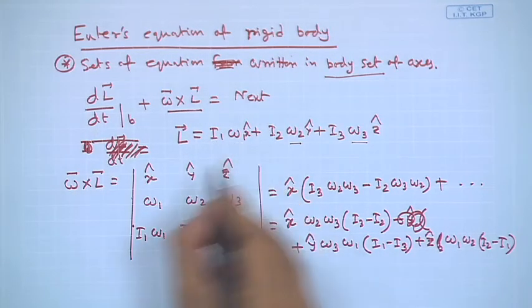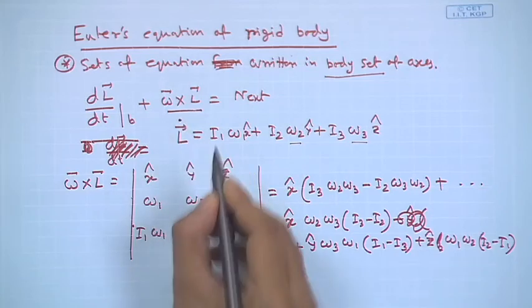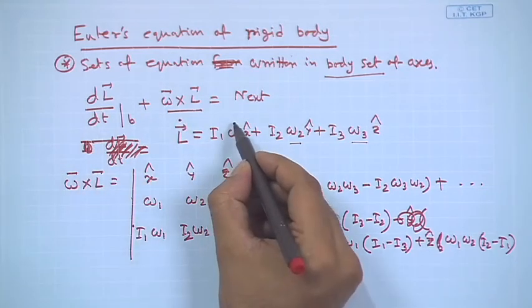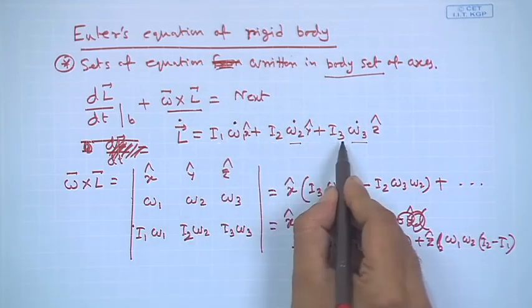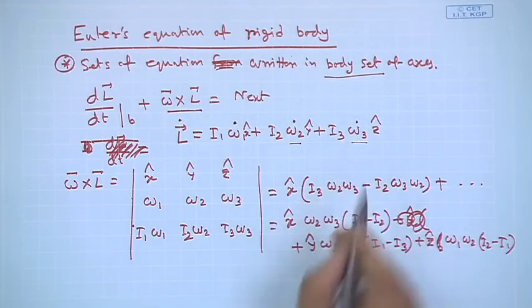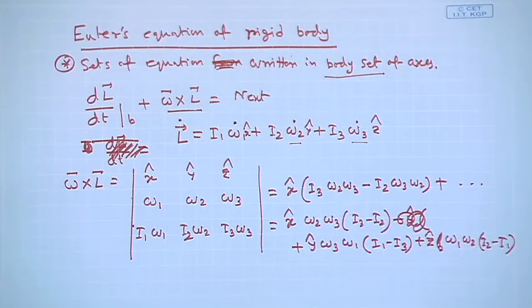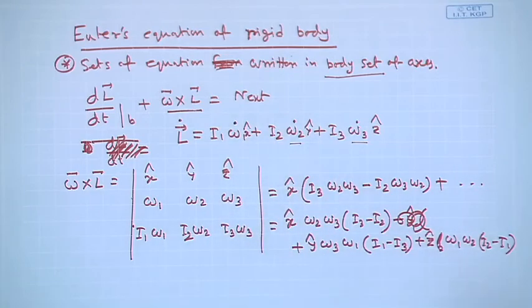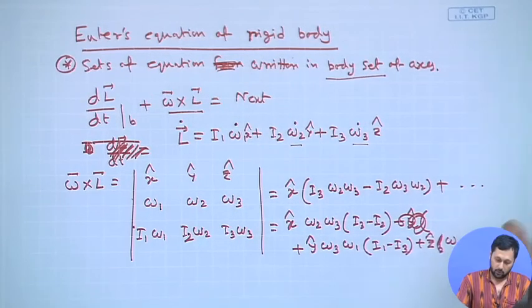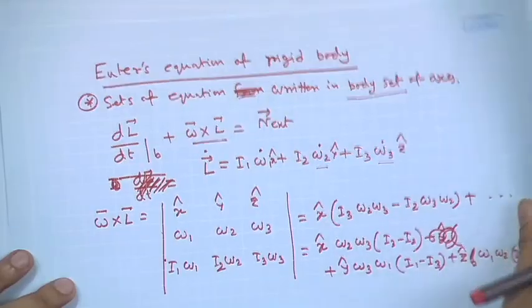These are the three components of this term, and the first term, dL/dt, will simply give the corresponding time derivatives, because I1, I2, I3 are constants. That is why we can simply put dots on the components of omega. Of course, there is a vector sign here which I missed.